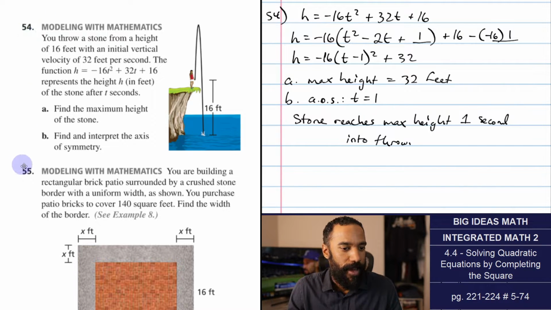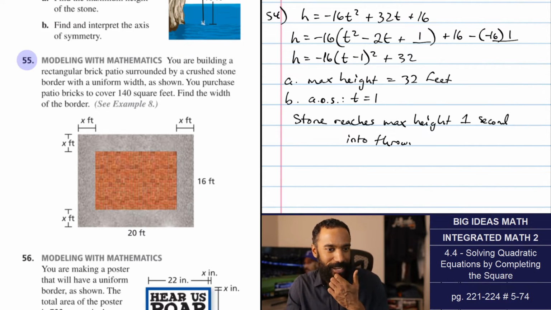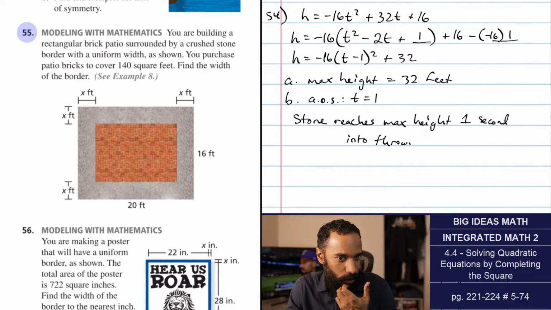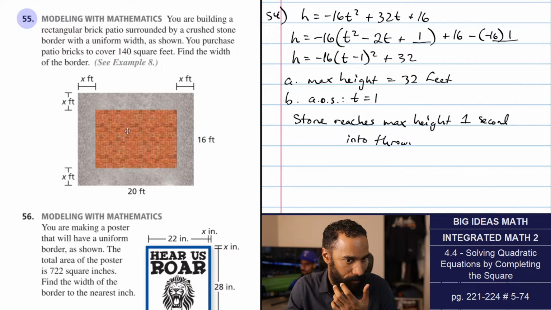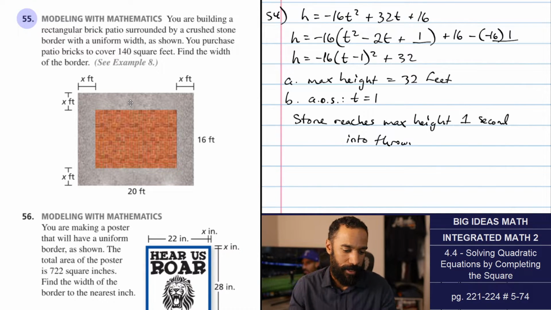All right, number 55. Modeling with mathematics. You're building a rectangular brick patio surrounded by a crushed stone border with a uniform width as shown. You purchase patio bricks to cover 140 square feet. That's the inside. I'm going to copy and paste this thing over. Find the width of the border.